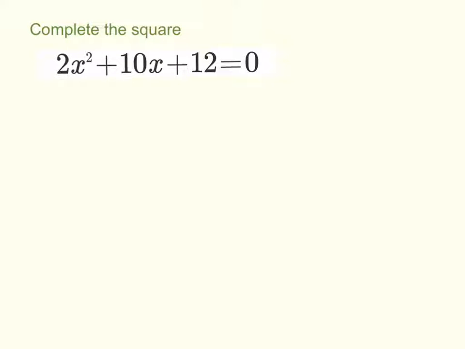So here we have the quadratic equation 2x squared plus 10x plus 12 equals 0. And notice that this is in the form of ax squared plus bx plus c equals 0. The first thing that I'm going to have you do when we're completing the square is to get c on the other side of the equation. So we want it to look like ax squared plus bx equals negative c.